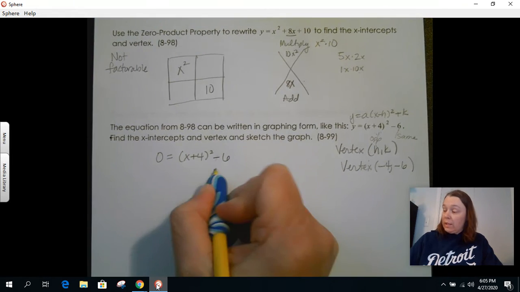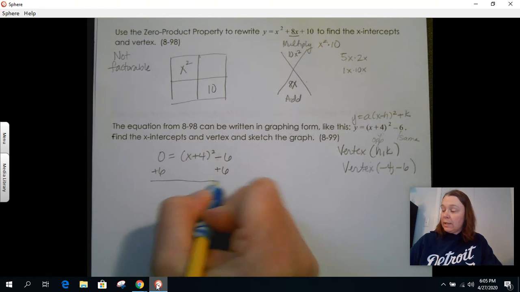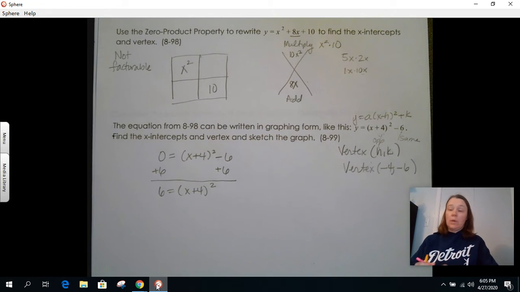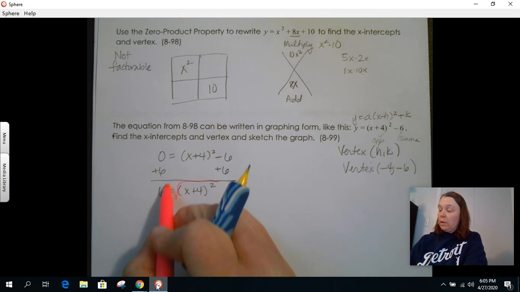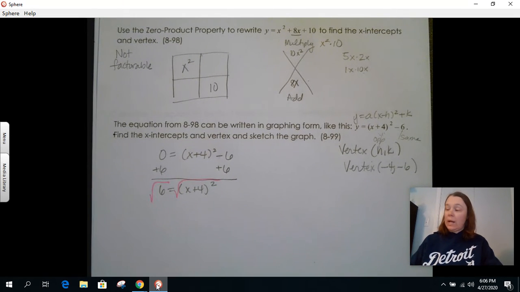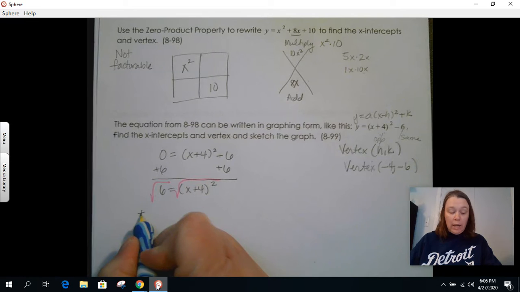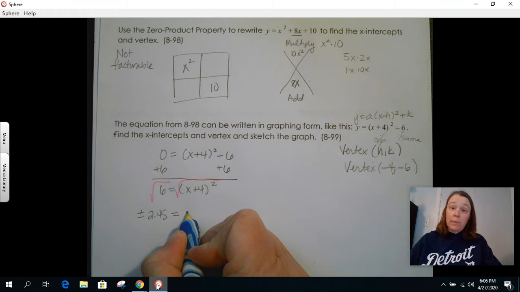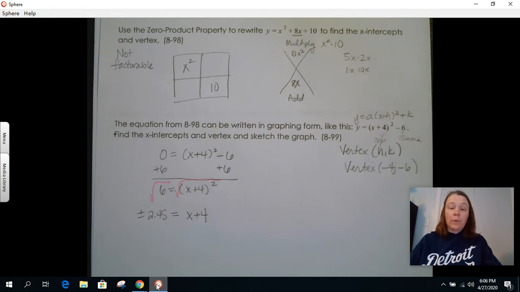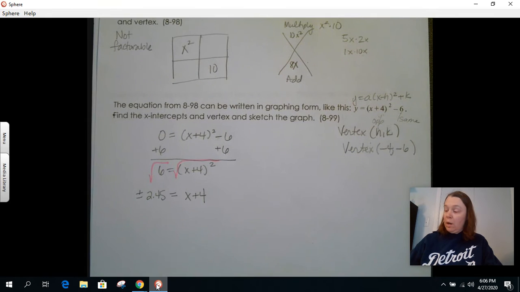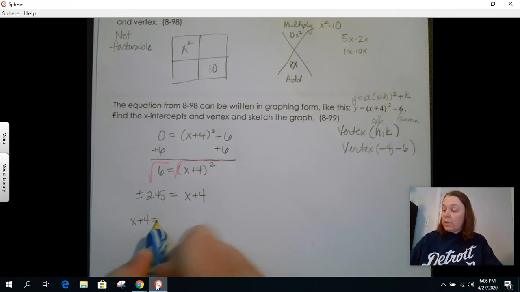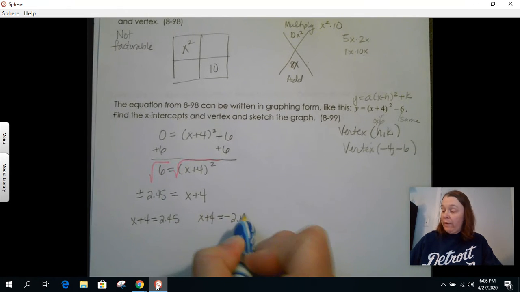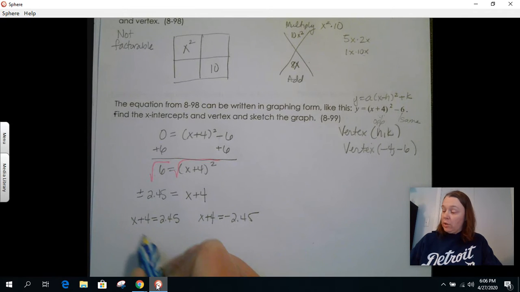If we solve for x, I would first add the 6, so I'd have 6 equals x plus 4 squared. To get rid of the square, the inverse is to take the square root, so I take the square root of both sides. Over here it's positive or negative, and the decimal is about 2.45. Over here, the square root of x plus 4 squared leaves just x plus 4. That gives me two possible equations to solve: x plus 4 equals positive 2.45, and x plus 4 equals negative 2.45. Then we solve each of those for x.